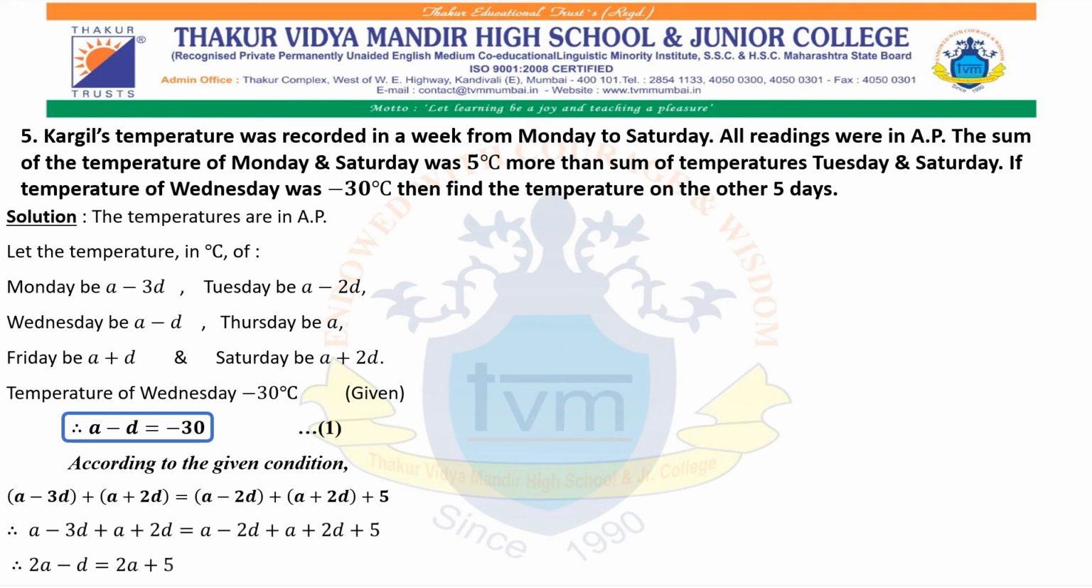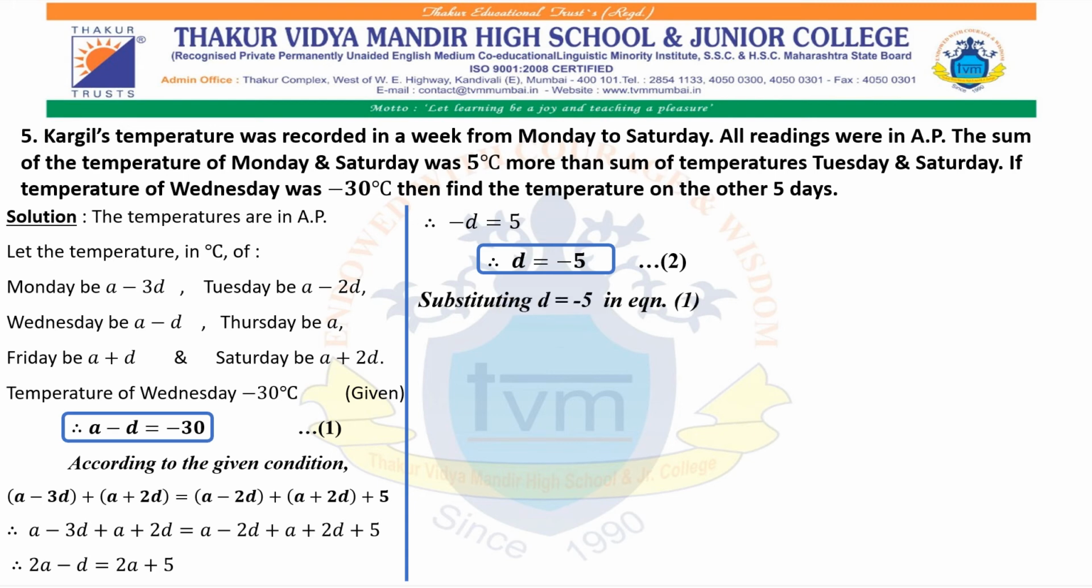This is the condition they had given. Now after opening the brackets and solving the like terms, we got 2A minus D equals 2A plus 5. Here from the left hand side as well as the right hand side, 2A will be cancelled. We will get minus D equals 5. Therefore D will be equal to minus 5. We got the value of D. Now this value of D we will substitute in equation 1. We will write: substituting D equals minus 5 in equation 1.